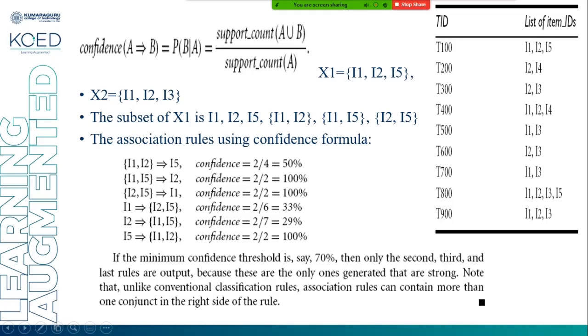Then we are comparing a 1 item set with a 2 item set. That means I1 implies 2 5, I2 implies 1 5, I5 implies 1 2. So how to calculate the confidence?